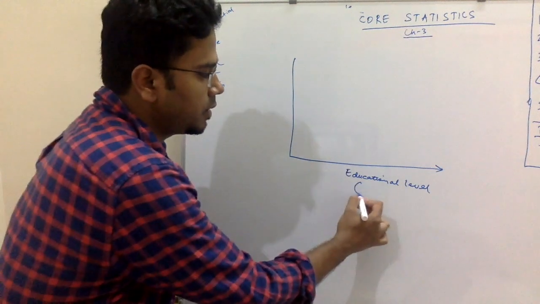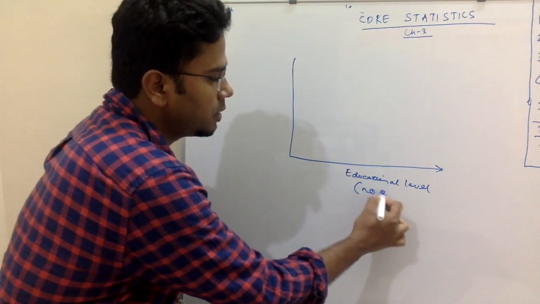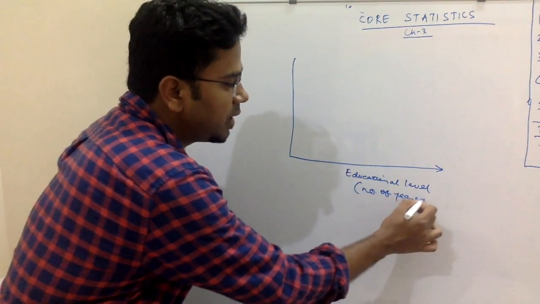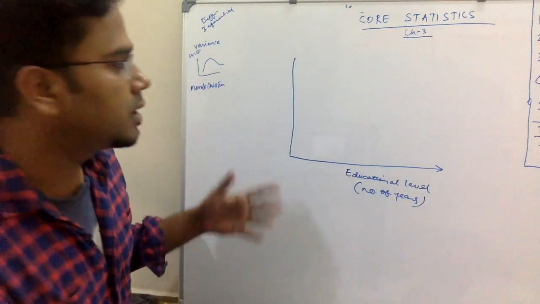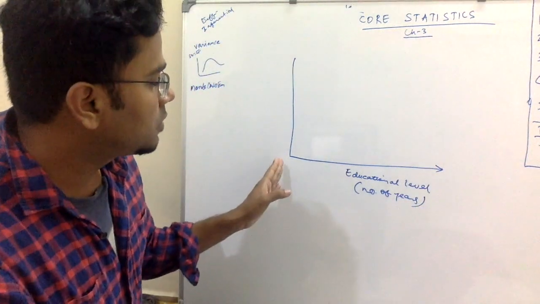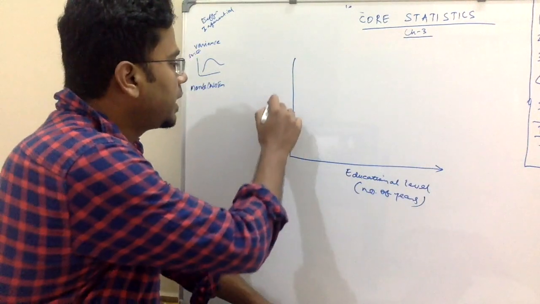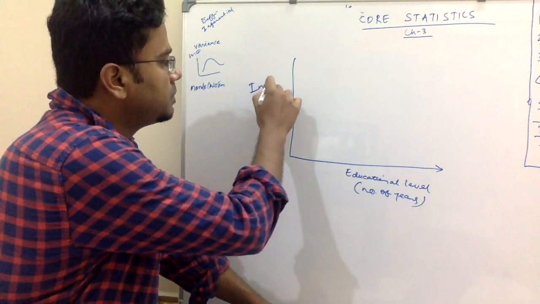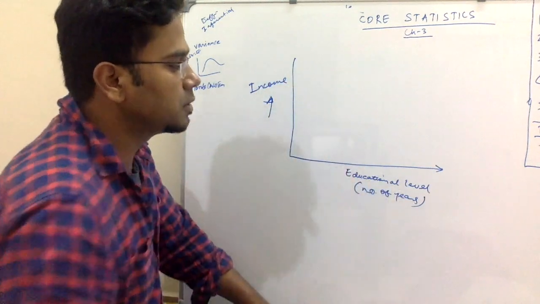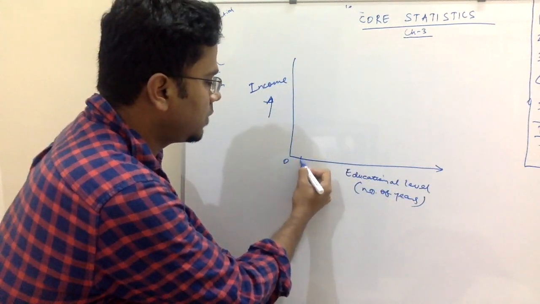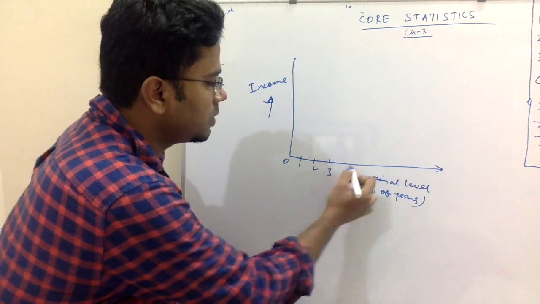So you say number of years, successful years, not failed. It's not that someone fails class 10 four times. So it is the number of years one has attained education. Okay, and here is his income, formal education. Okay, so 0, 1, 2, 3.